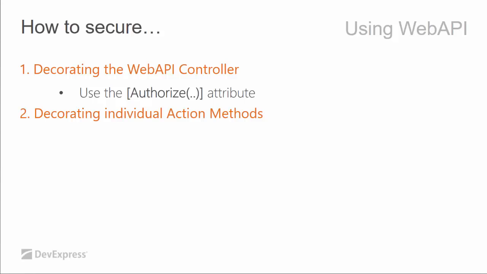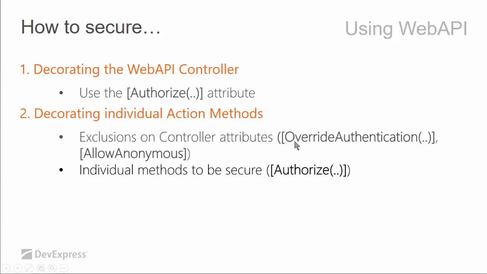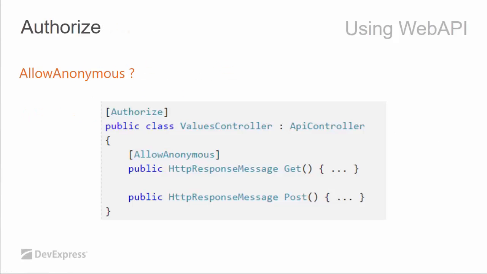And you can also bypass this. You can do things like override authentication or allow anonymous. Now, I don't recommend them, but it's possible. So at the top, we can say the entire class is locked down, but individual methods like get might have allow anonymous. So let's just take a quick look at this.